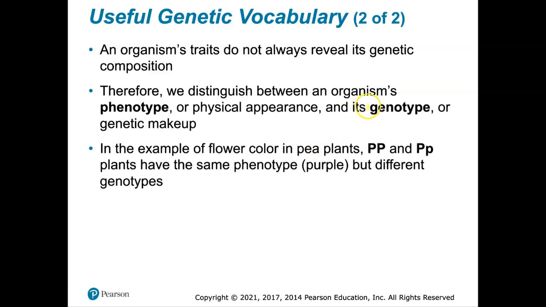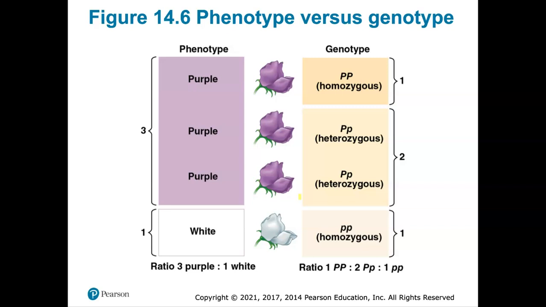And so the genotype is the actual alleles. So if it's purple flower, its genotype can be big P, big P, or big P, little p. Okay? The genotype is the actual alleles. The phenotype is the physical appearance or the expression of the genotype. So the phenotype for big P, big P or big P, little p is the same. The phenotype is purple. But if the genotype was little p, little p, the phenotype would be white.